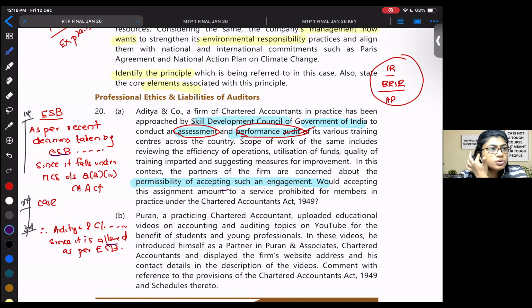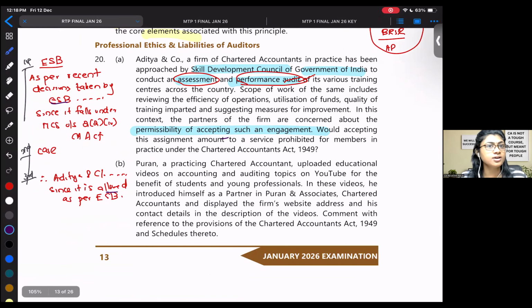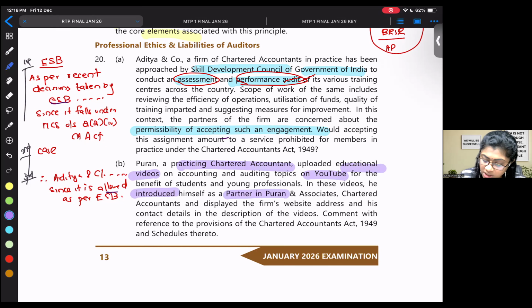Can we proceed to the next one, please? Last one. RTP is done. Come on. Puran, a practicing chartered accountant, uploaded educational videos on accounting and auditing topics on YouTube for the benefit of students and young professionals. In these videos, he introduced himself as partner, chartered accountant, and displayed the firm's website address. Comment with respect to schedules. Very easy. Educational videos, website, all these fall under which clause?